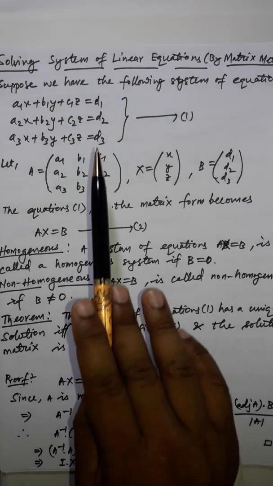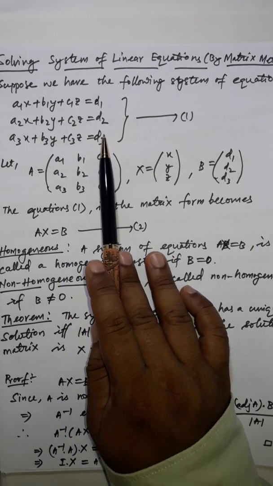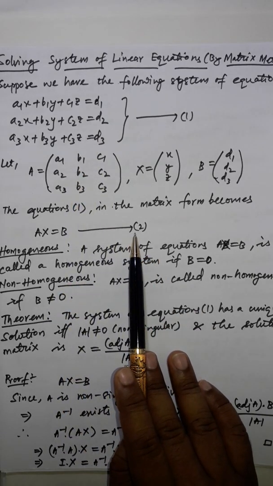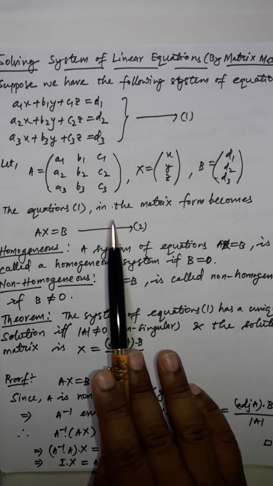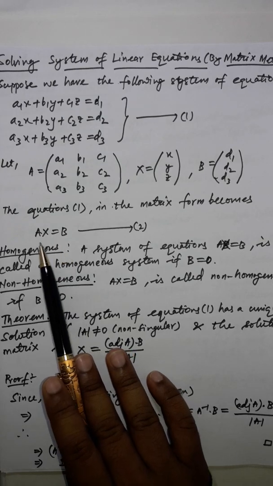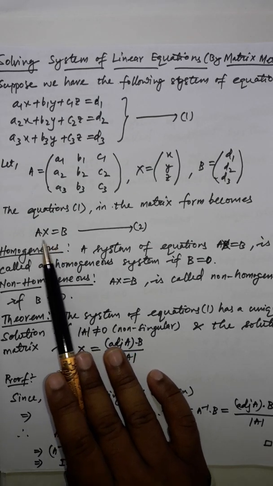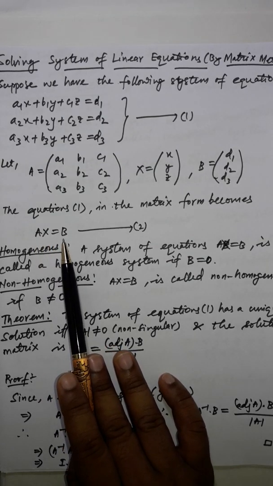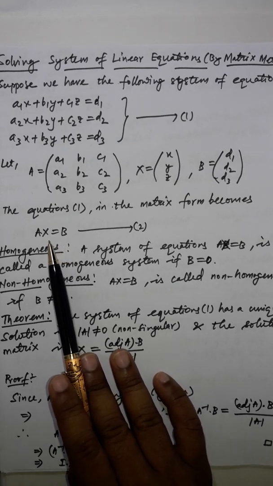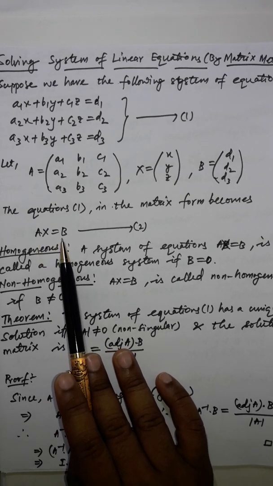Now besides system 1, which contains 3 equations, we will focus on solving system 2, which is the same system but in matrix form, and it is a single equation of matrices. So let's now focus on system 2, which is a matrix equation.